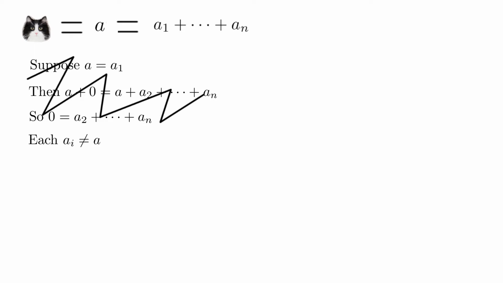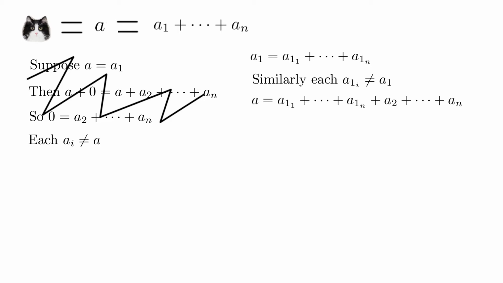However, remember that our assumption here is that we're in a world where every single animal can be written as a collection of more than one animal. So in the same way that we wrote A is equal to A1 plus ... plus AN, we can write A1 is equal to A11 plus ... plus A1n. And we get the same conclusion that we got before. None of the A11, A12, and so on can be equal to A1 for the exact same reason. And notice that we can substitute this into the other equation. So we get that A is equal to A11 plus ... plus A1n plus A2 plus ... plus AN.